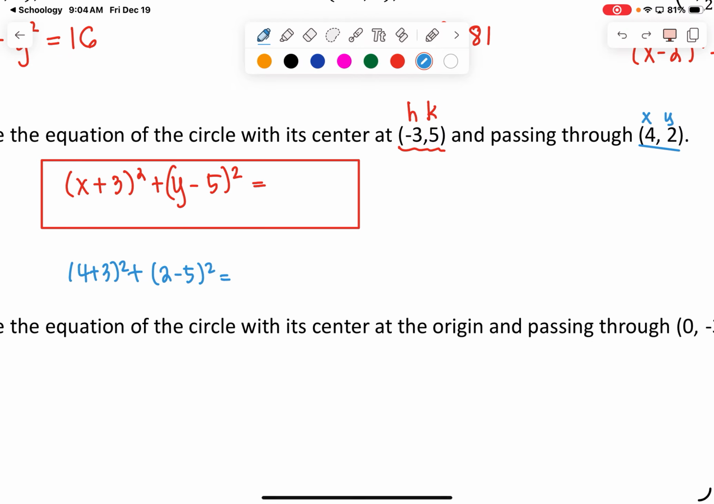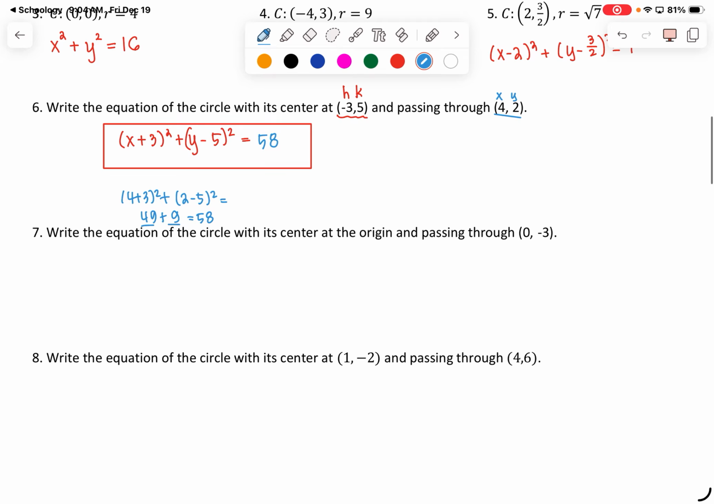Okay, so 4 plus 3 is 7, 7 squared is 49. 2 minus 5 is negative 3. Negative 3 squared is positive 9. These two numbers should always be positive because you're squaring a number. And we get 58. So we're going to put a 58 right here. And that's r squared. So the radius is square root of 58. r squared is 58.